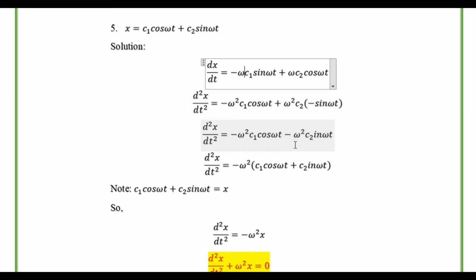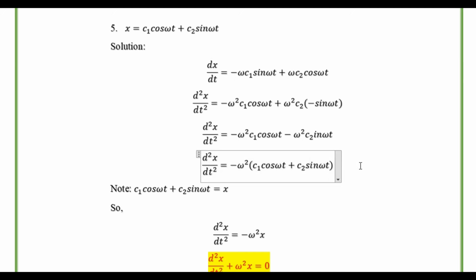And, take note that, common sa kanila yung omega squared, no? So, omega squared, tapos yung negative, so pwede natin yan i-factor out. So, i-factor out natin yung negative omega squared, so ang natira na lang is c sub 1 cosine omega t plus c sub 2 sine. So, typo error again. So, sine omega t. Alright, so take note that itong c1 cosine omega t plus c2 sine omega t is equals to x.